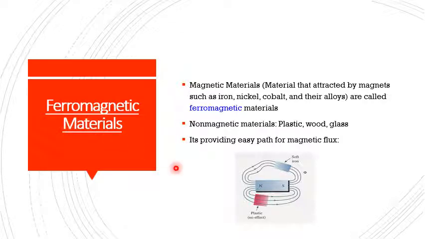So, what is ferromagnetic material? It is magnetic material such as iron, nickel, cobalt and alloys. Non-magnetic materials are, for example, plastic, wood and glass. Magnetic material provides an easy path for magnetic flux.